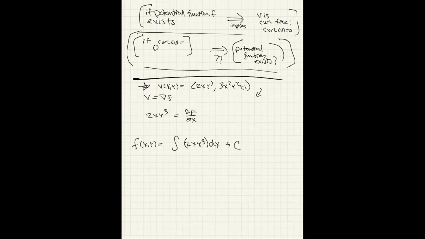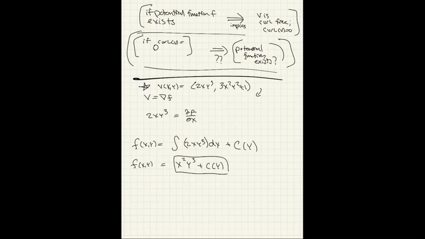But it's not quite just a constant. It should be a constant function with respect to x. So in this case, we would really have not just a constant, but a constant function of y. Okay, so let's do that indefinite integral. We're just going to pop x up by a power of 2 and divide by 2. So we would have f of xy is x squared y cubed plus some other function of y that we don't quite yet know.